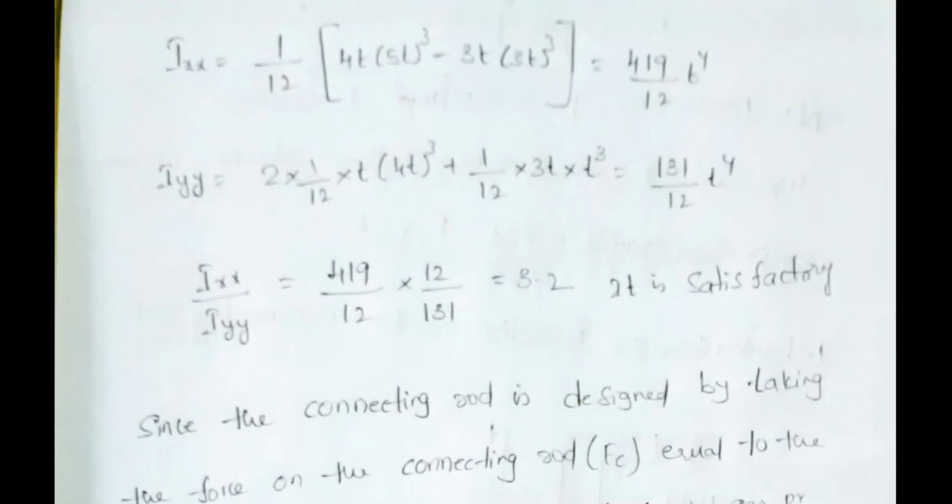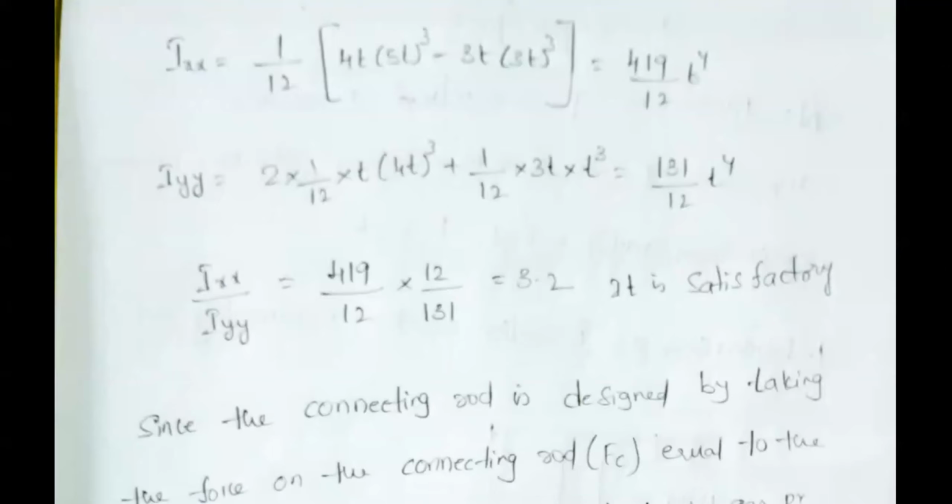So this is the initial step. First, check your dimensions, whether they are right or wrong. That is your first step. Only then do you have to calculate the buckling loads. Here Ixx is 419 by 12 t power 4 and Iyy is 131 by 12 t power 4.